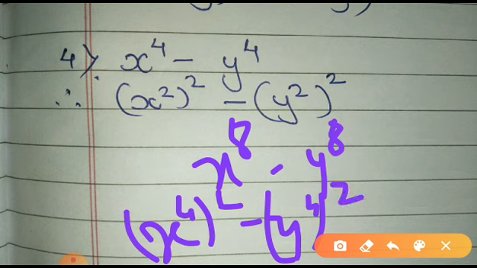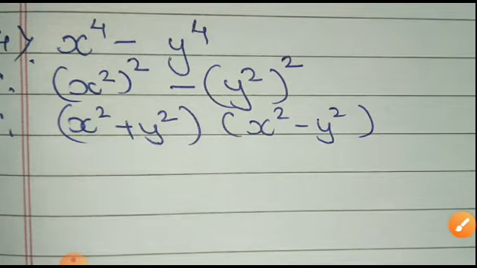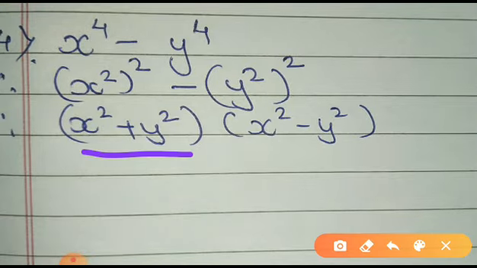In this case, my a will be x raised to 4 and my b will be y raised to 4. Clear? Okay. So make use of the identity. I'll be getting it as x square plus y square into x square minus y square.